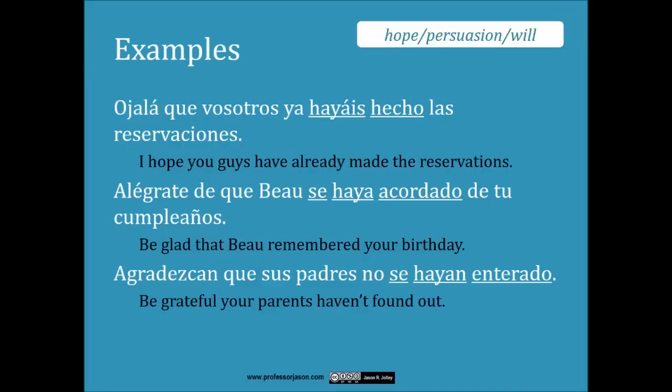Now, the examples on this slide also have to do with the idea of hoping that or trying to influence a person's behavior, persuasion. But different main clause situations. Ojalá que vosotros ya hayáis hecho las reservaciones. I hope you guys have already made the reservations. Alégrate de que, right? Be glad that. Alégrate de que Bo se haya acordado de tu cumpleaños. Be glad that Bo remembered or has remembered your birthday.